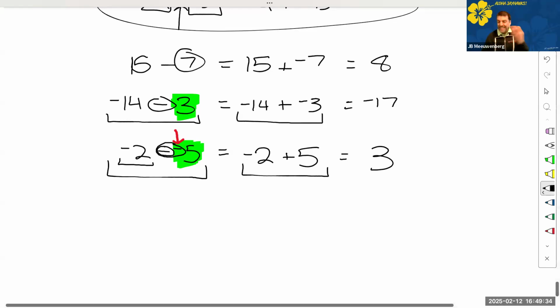So that gets us through addition and subtraction with integers, and hopefully you have a better understanding of how you can model those, especially with those red and black chips.